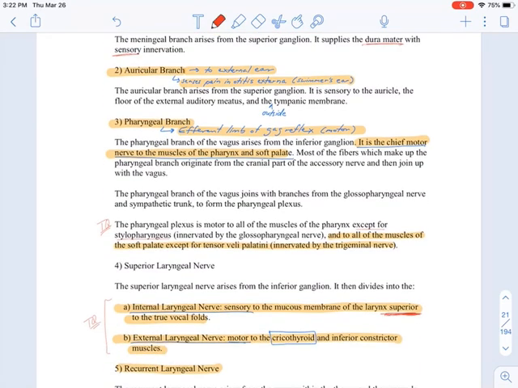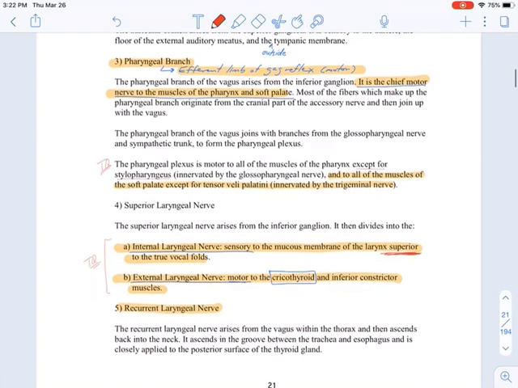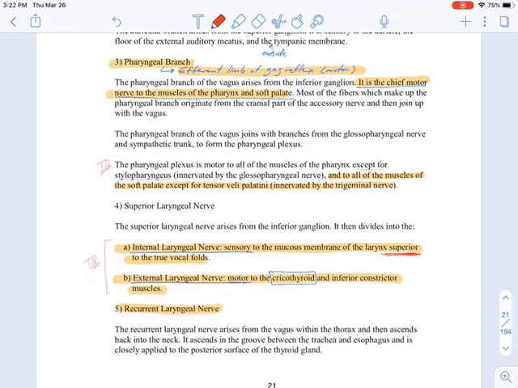Auricular branch, so auricular, we're thinking about ear. That's going to be external to the ear. So it will sense pain in otitis externa, also known as swimmer's ear. Pharyngeal branch, that is going to be the efferent limb of the gag reflex, meaning it is the motor portion.